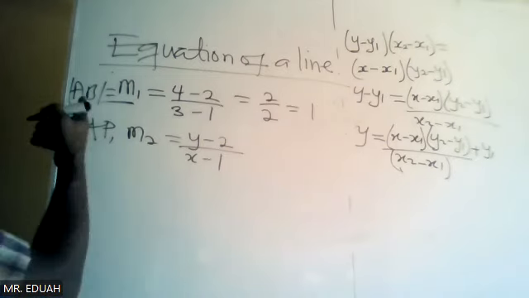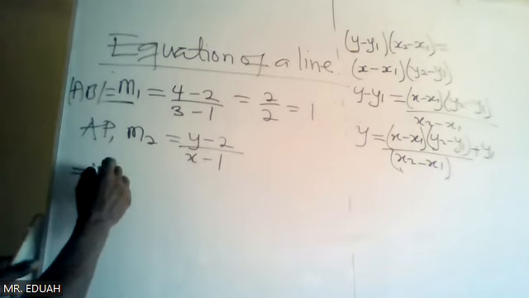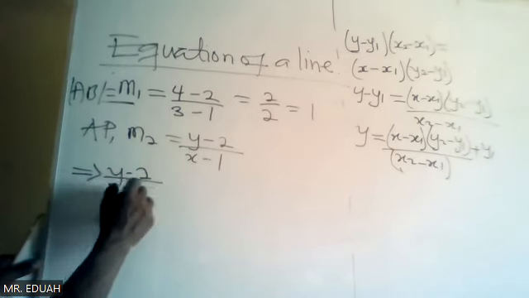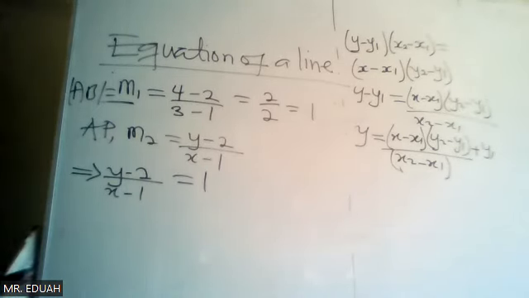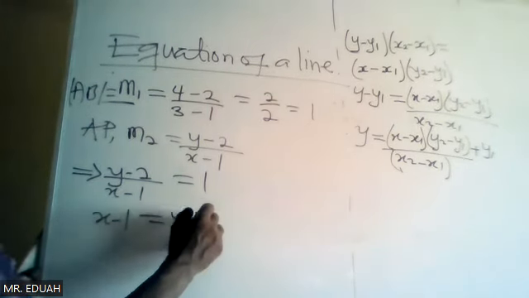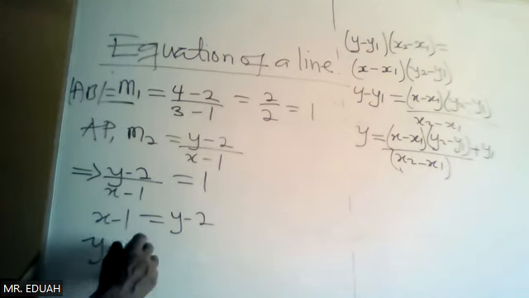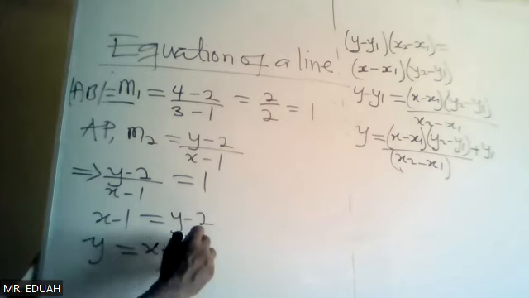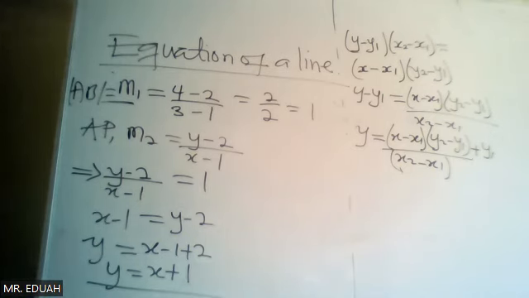Then we equate it to the gradient of AB, the first one we got. Which implies that Y minus 2 dividing X minus 1 is equal to 1. So when we cross multiply, we get X minus 1 is equal to Y minus 2. So our Y is equal to X minus 1 plus 2, so y is equal to x plus 1. This gives us the equation of the line joining A and B.